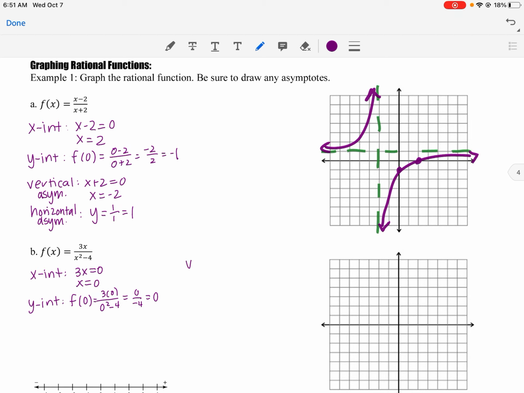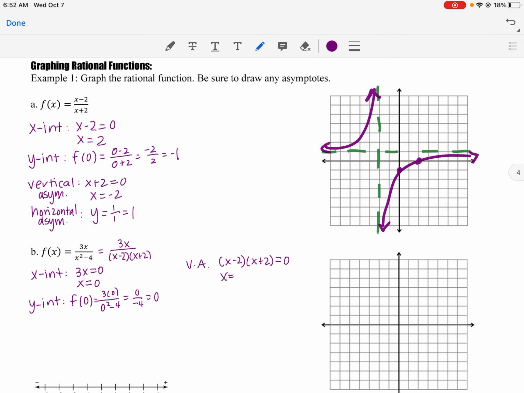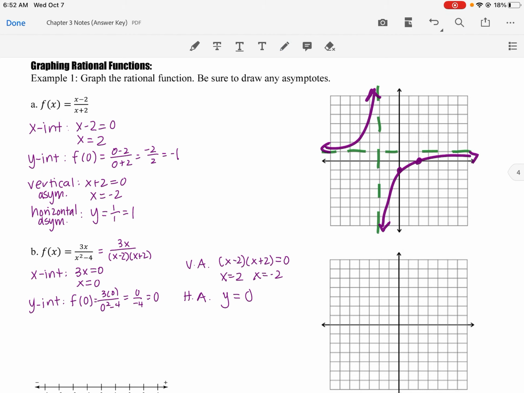Okay, your vertical asymptotes, we're setting the bottom equal to 0. So you may want to write this, and I probably should have done that to begin with, in factored form. So you have (x minus 2)(x plus 2) equals 0. So x equals a positive 2, and x equals a negative 2 are our two vertical asymptotes. Our horizontal asymptote, since the degree on the bottom is larger than the degree on the top, is just y equals 0.